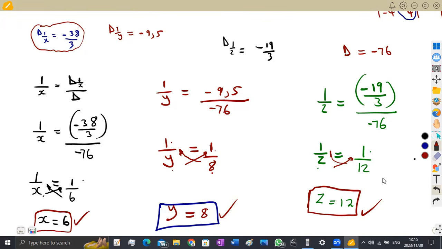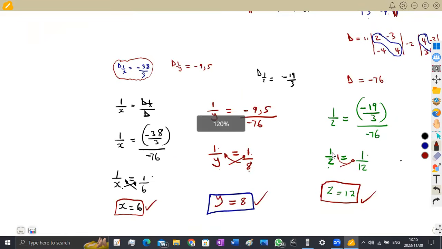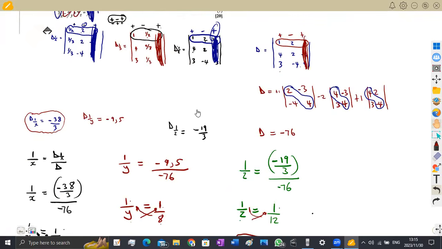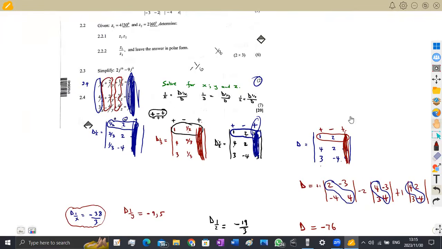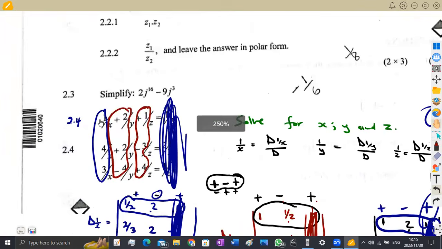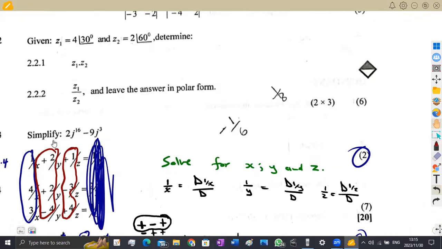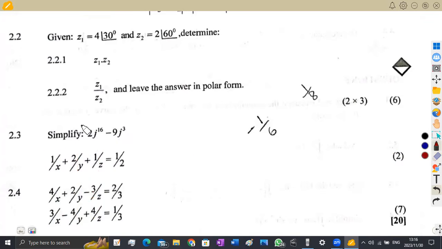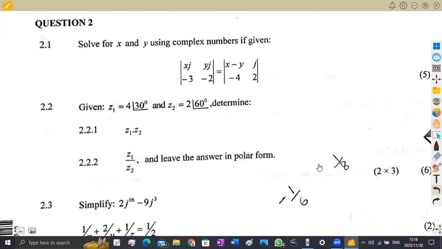As you can see, that was our question 2.4. Everything there was actually 7 marks, and the whole of question 2 is 20 marks. So you can see that question 2 was just a combination of our complex numbers and the application of our determinants, which is actually fine.